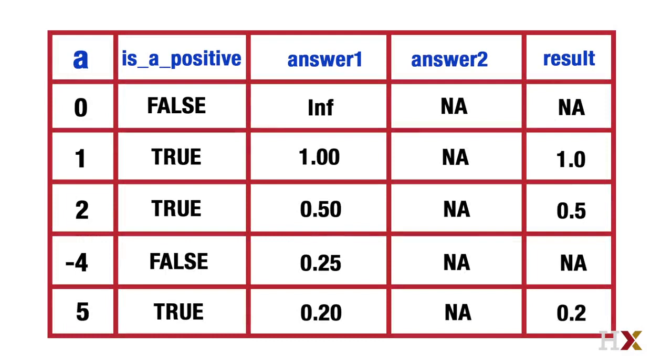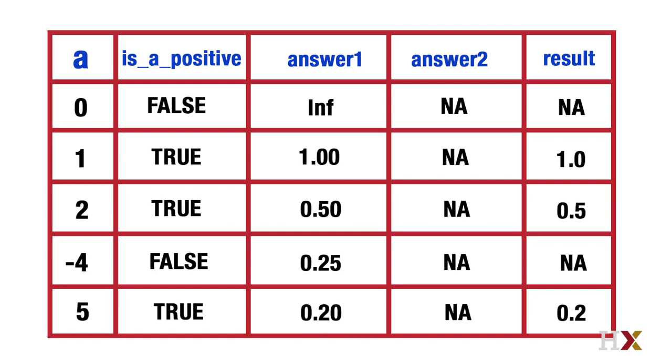In the first column of the table, we have the first vector. In the third column, we have the first answer. In the fourth column, we have the second answer. In the second column, we have the conditional. If the conditional is true, the first answer is returned. If it's false, the second answer is returned. So let's go down the list. 0, is it bigger than 0? No. So we return the second answer, the missing data. So the result column has an NA.